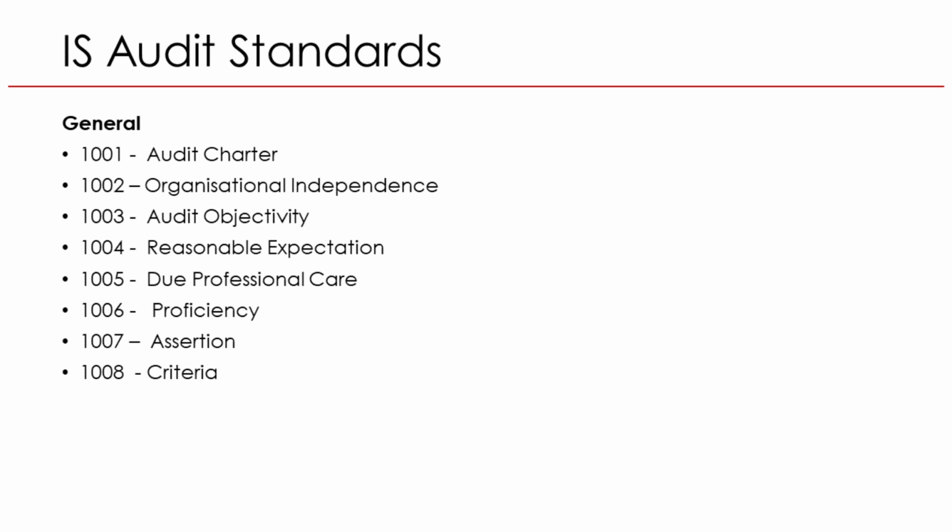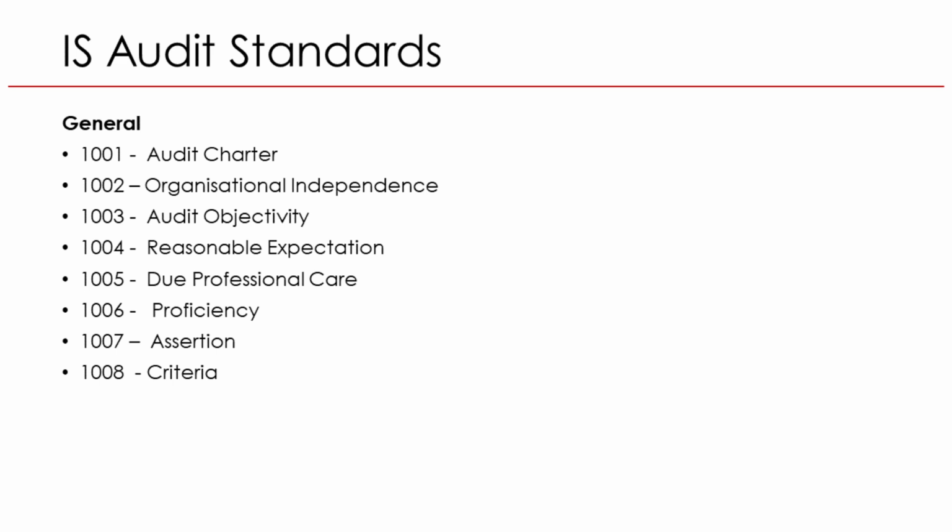Standard 1001, Audit Charter, reminds us that every audit function must have formal authority and purpose. For example, an internal audit department should have a charter approved by senior management to show independence. 1002, Organizational Independence, ensures auditors are free from influence. So, if you work in IT operations, you shouldn't audit systems you manage yourself.